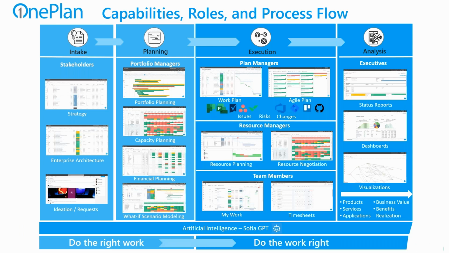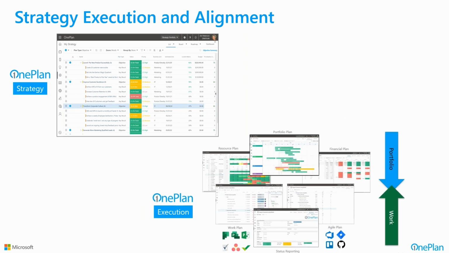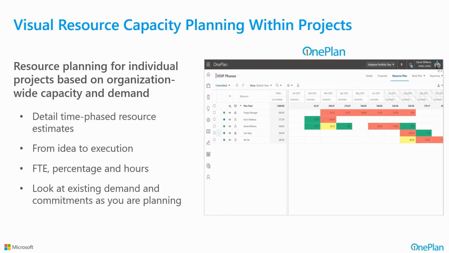So the ultimate thing here is we want to do the right work, and then we want to do the work right and with the resources that we do have, embark upon a plan that's achievable. So strategy, execution, and alignment, building an OKR-based strategy plan is in OnePlan. But the key then is, can we align that with the portfolio to ensure that resources are allocated to the initiatives that are of the highest value and strategically aligned to the organization? This is important today, and many organizations are striving to do this.